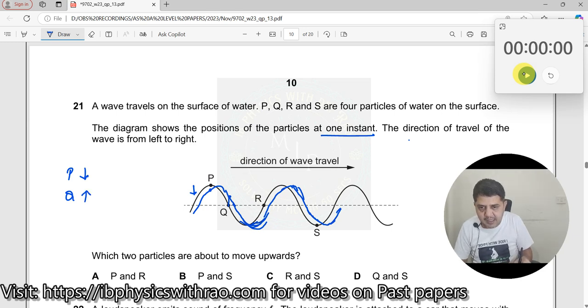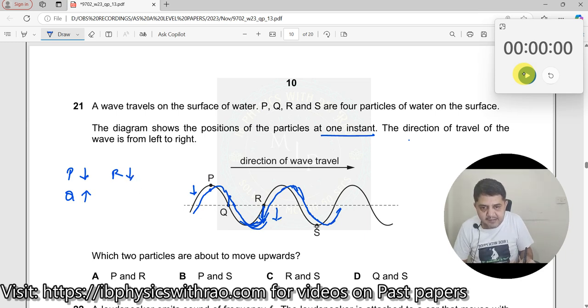Now what about R? Where does it intersect? You can always argue that I'll put a line like this. Does it intersect the profile here? It doesn't intersect. It will intersect only here. Which means you are drawing an arrow like this over here, so R is moving downwards. R is moving downwards.